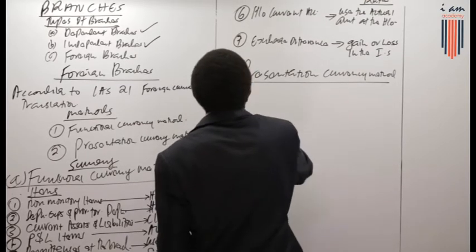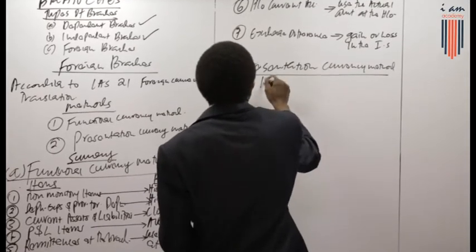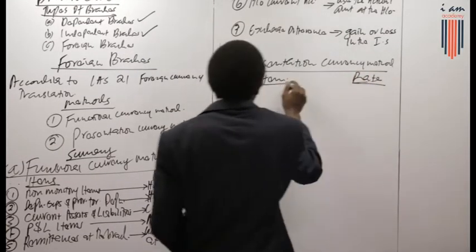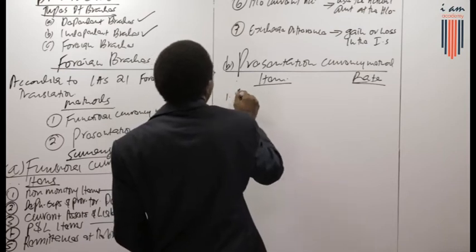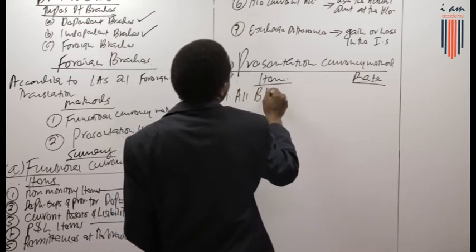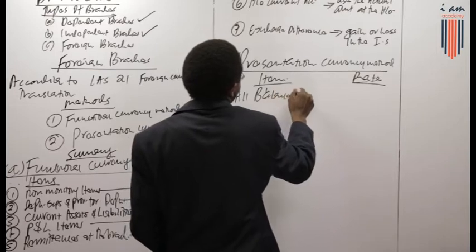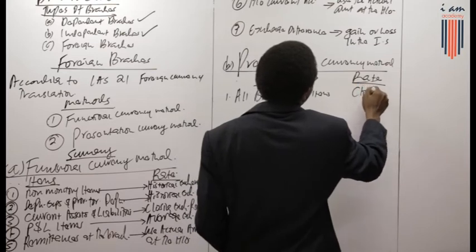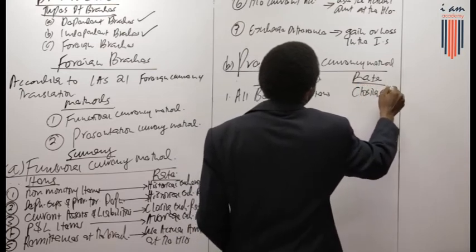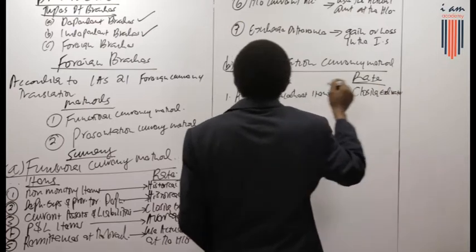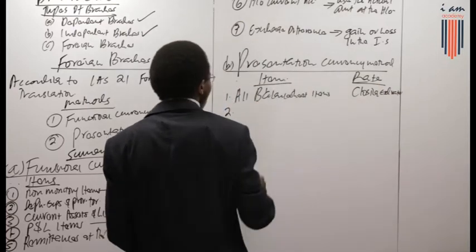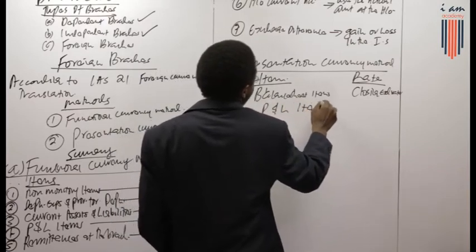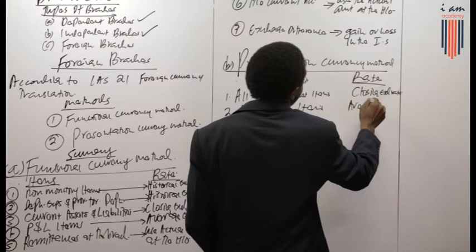The presentation currency, friends, is whereby we have the item and we have the rate. For all balance sheet items, we use the closing exchange rate. For all profit and loss items, we use the average exchange rate.